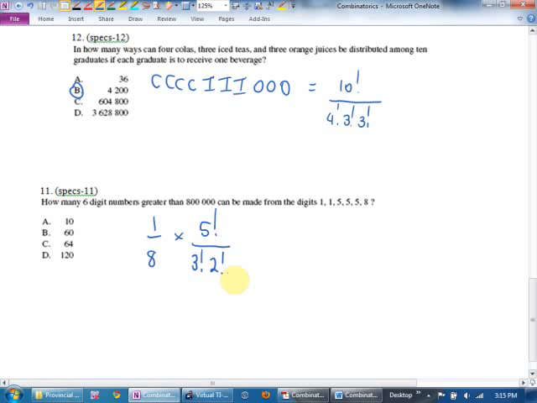Right? 5 factorial is 120. 6 times 2 is 12. I think it's 120 divided by 12. I think the answer is 10. I hope I'm right. I think I am. Yeah. No. We put the 8 there already at the front.